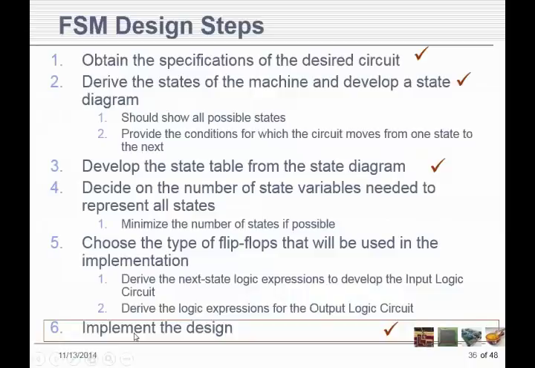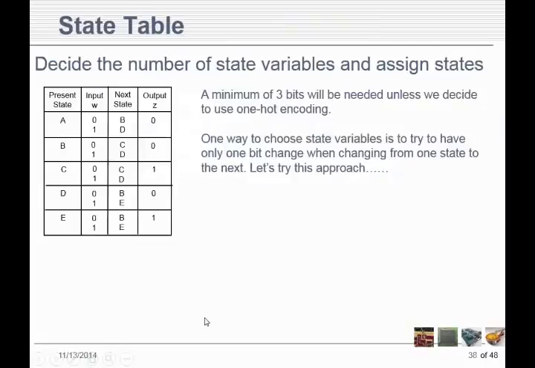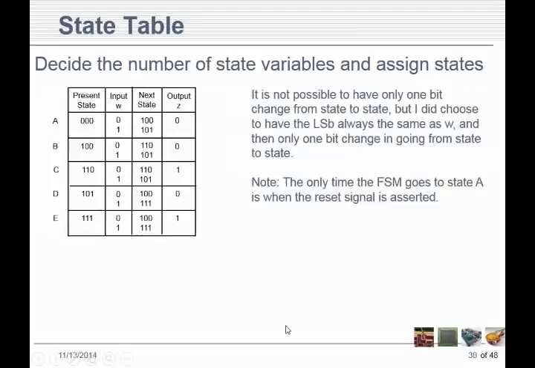Okay. Then we implement the design. So we did that. Now we're going to go back to the state table, and we know that we've got 3 bits, or need at least 3 bits. So I'm going to need this. And look, I've done this a whole lot different than I normally would. I've got 0, then 4, then 6, then 5, then 7.